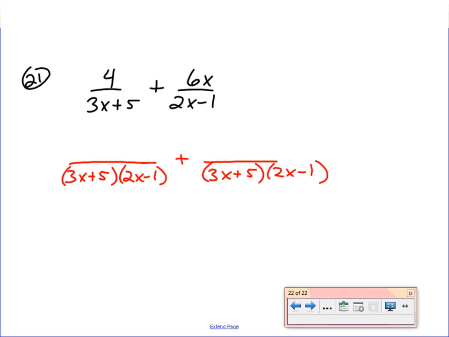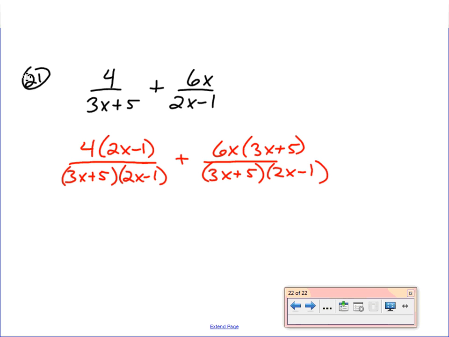Now, in the first fraction over here, I'm going to have to take 4 and multiply it with something. What am I going to have to multiply it with? 2x minus 1, which I'll do in a second. Over on the other fraction, that 6x, I'm going to have to multiply it by a 3x plus 5. Whatever I do to the bottom, I got to do to the top. All right, so let's see what I get.